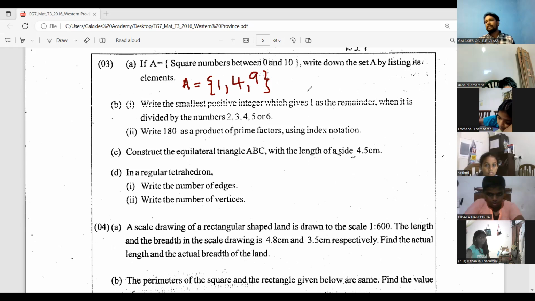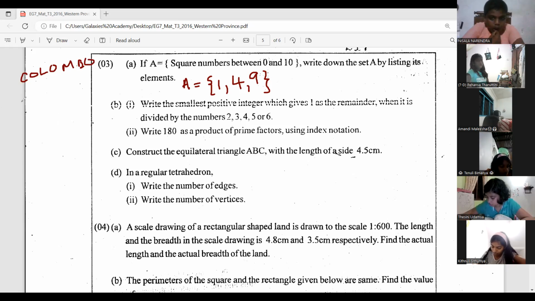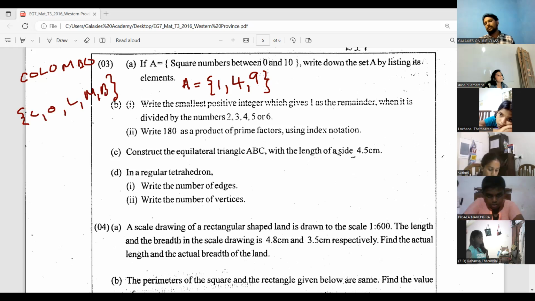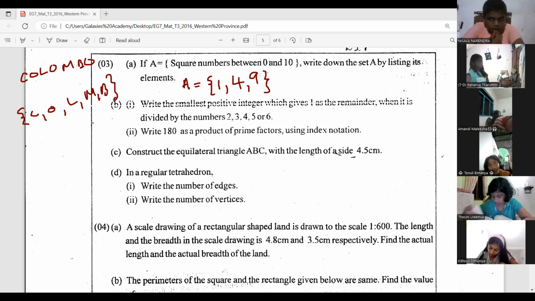Now, in this listing of elements method, remember what happens if the same element, the same letter, comes twice. Now think, if we are given the elements of the word Colombo. Right, the letters of the word Colombo. Then what are the elements you have to write? C, O, L, M, B. Right? So an element can be written only once. Remember those rules. Right, the listing of elements method.